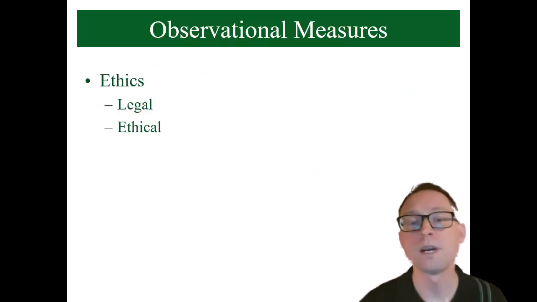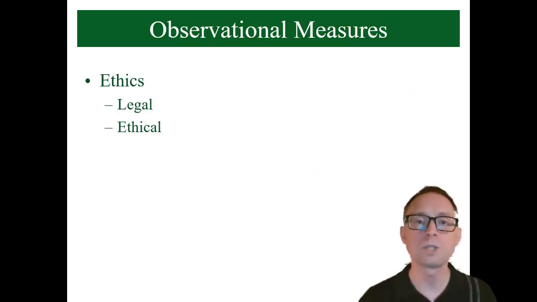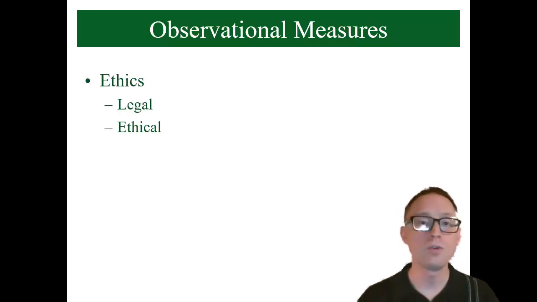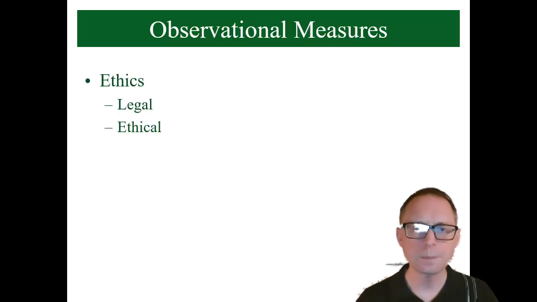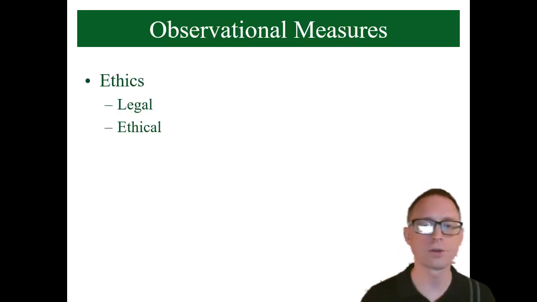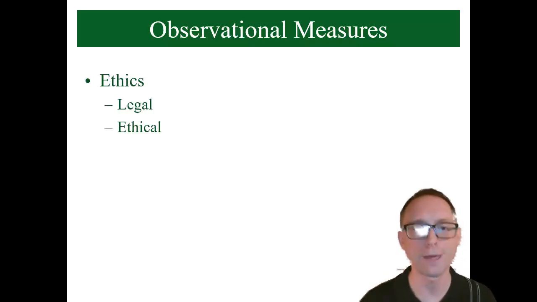Let's talk about observational measures since we mentioned those. So we talked about self-report. The other major category of measurements is the observational measure. This is when you go out there and you look and you watch people and you observe them. Well, one of the big issues with observational measures is the ethics that are involved. And I have kind of two things under here, legal versus ethical.